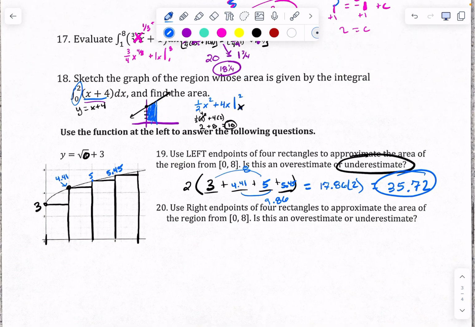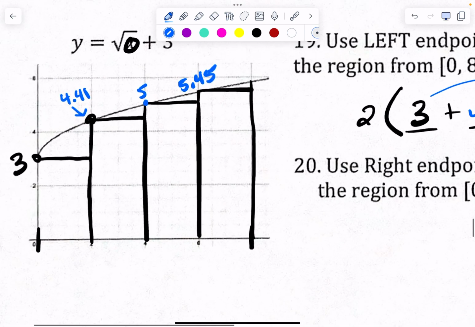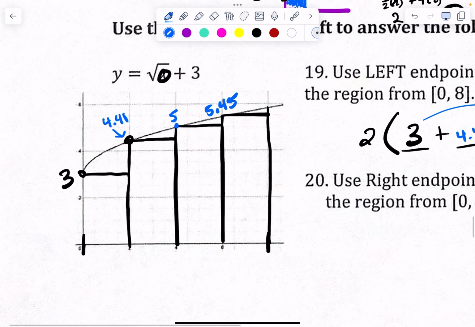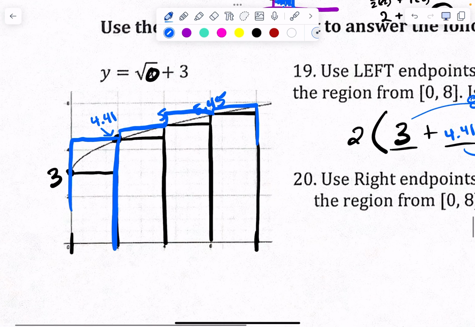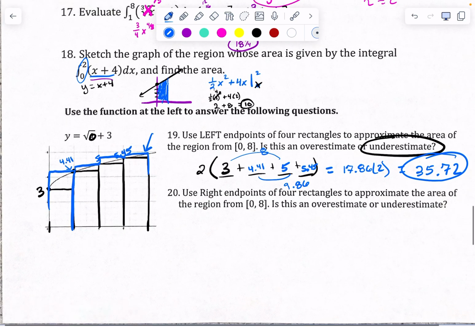Now I have to do the same thing, but with the right ones. Same thing, but we don't want 3, we want whatever the square root of 8 plus 3 is, 5.82. So our first rectangle is 4.41, second one's 5, third one is 5.45, and then the fourth one is whatever that is.